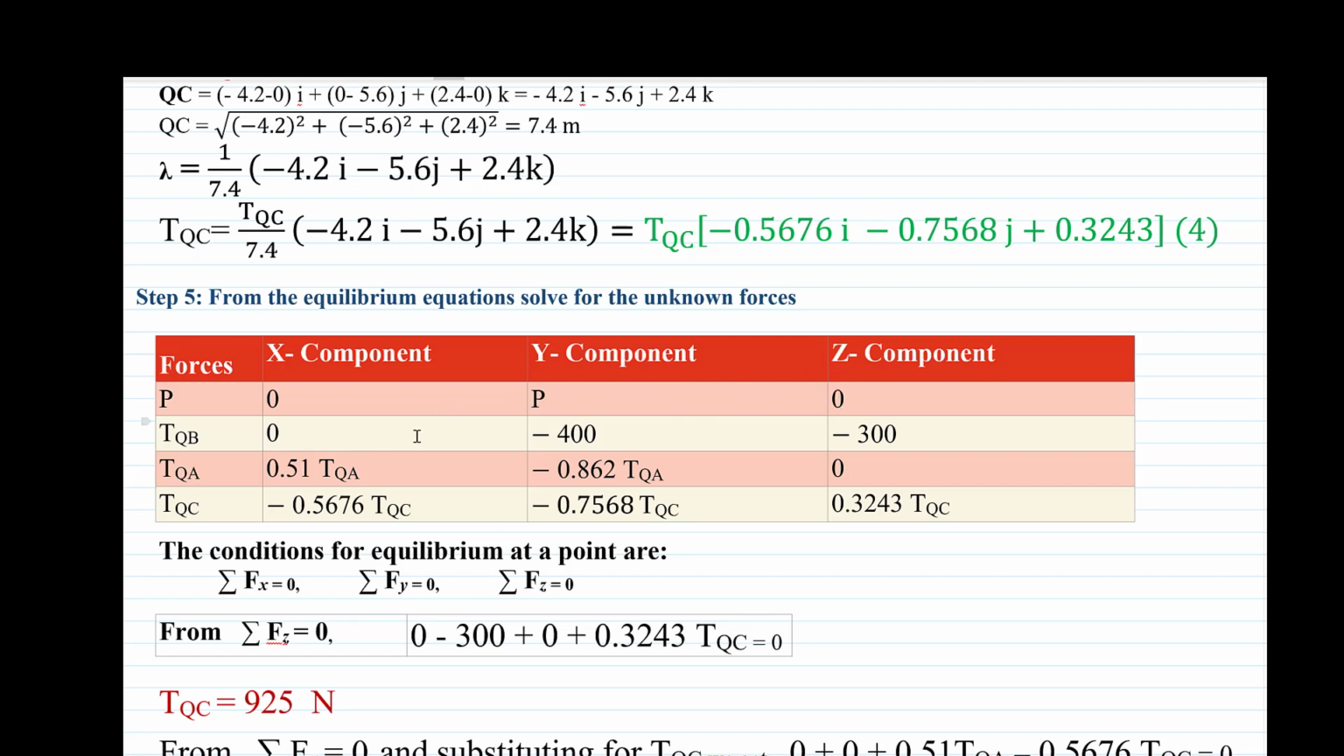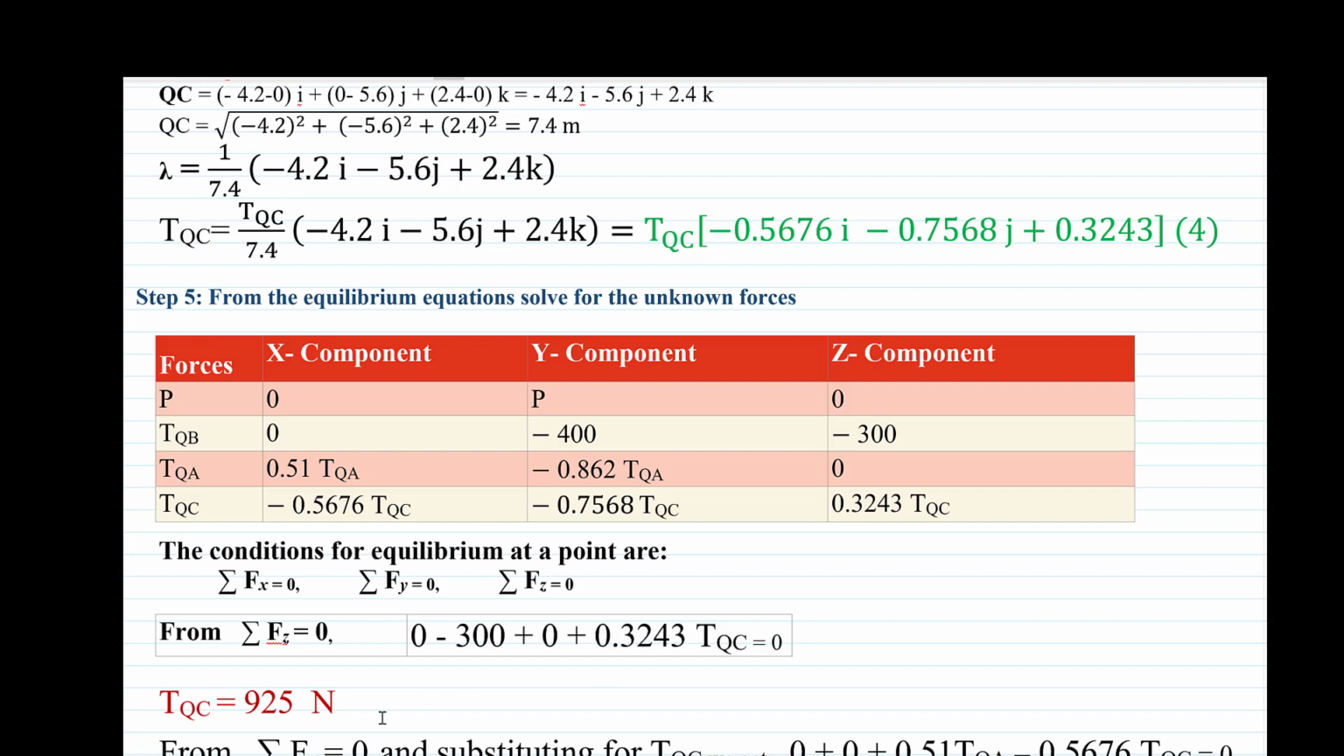If you look carefully in the Z column, I have only one unknown. In the second column I have 3 unknowns: the P, TQA, TQC, and in the third column I have 2 unknowns, QA and QC. So I will start first with the Z column, because there is only one unknown. So we're going to say 0 minus 300 plus 0 plus 0.3243 TQC should be equal to 0.